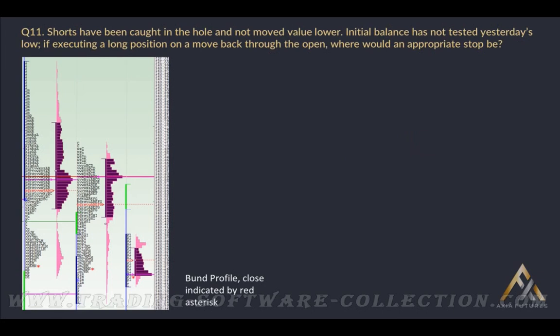Now, hopefully you will have noticed on the first question that this is a case of shorts being caught in the hole. The market has closed below value. It has closed lower volume as well. That's those two stars which show where the close is. So you're expecting the market to reverse if shorts do not see a further move through lower prices. So where would your stop be if you were initiating a trade buying through the open? So you're buying 160.24s. Where would your stop on that trade be?